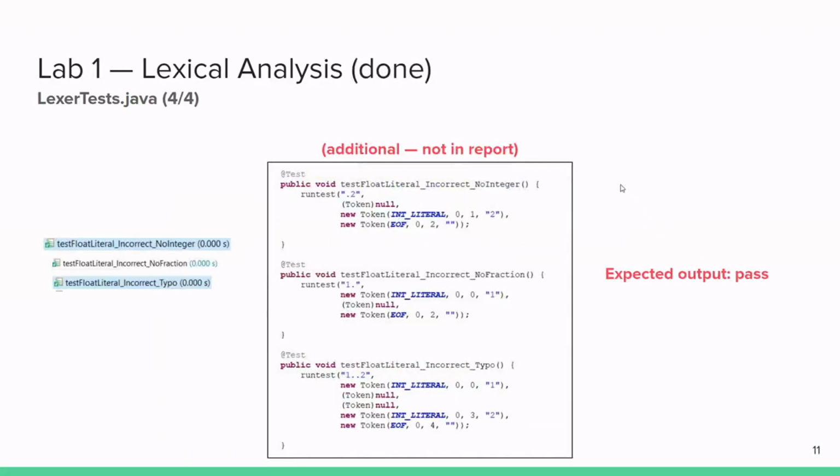These are some additional tests to ensure that incorrect floats are not recognized as float literals. For example, if a float is missing the integer part, it should not be recognized as a float. Likewise, if the fraction part is missing, it should also not be recognized as a float. Lastly, if there is a typo, for example, if there are two dots included, then it should not be recognized as a float as well.